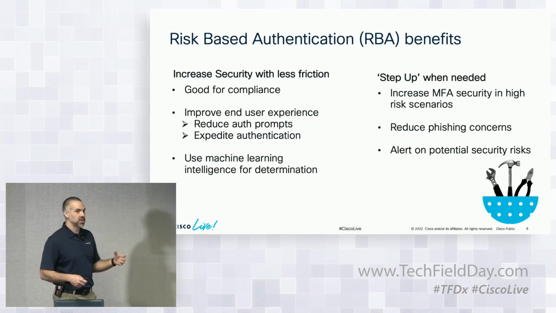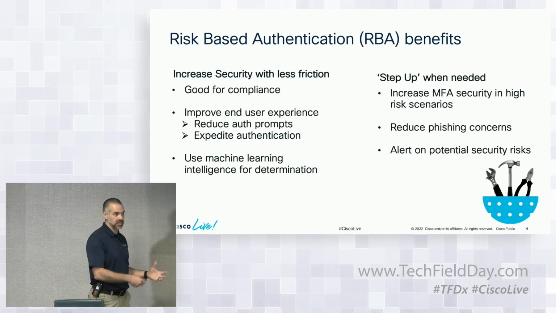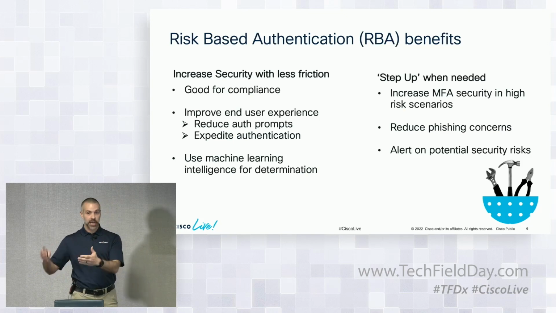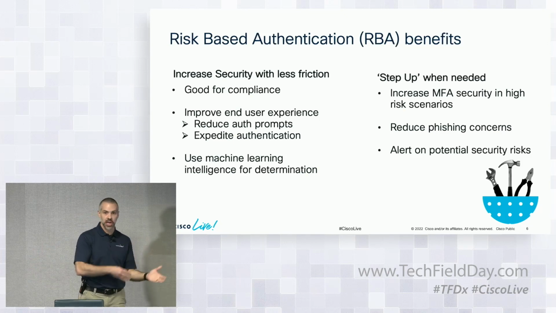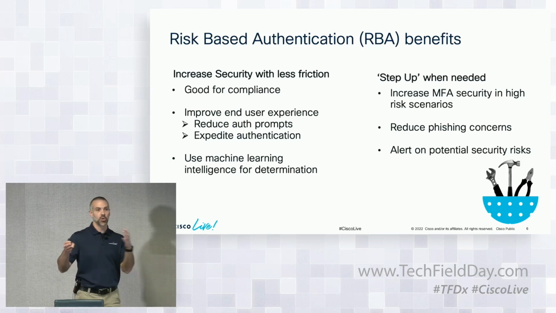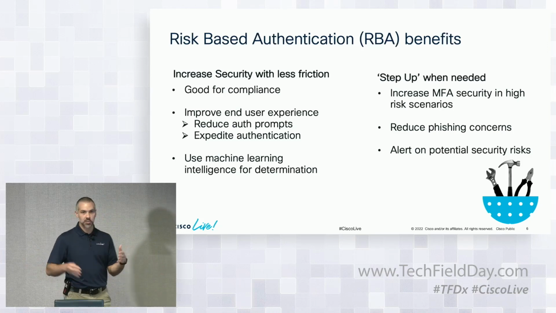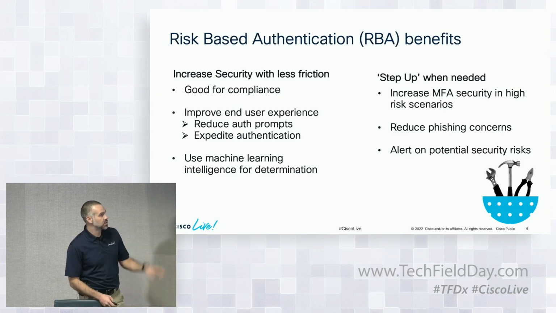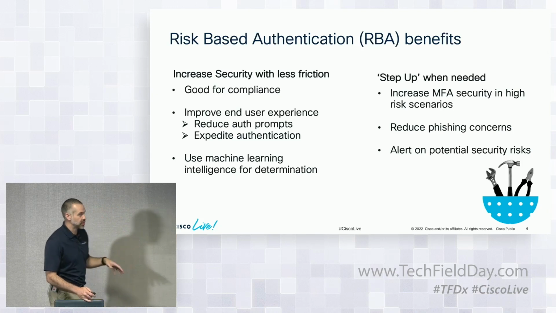Well, if you can use machine learning and intelligence to prompt users when it's necessary and expedite them when it's not, now you actually can add friction, because it's not friction all the time. It's friction for bad actors, or it's friction for somebody who's maybe unknown yet, right? So that's exactly what we're going to do: increase security in high-risk scenarios.